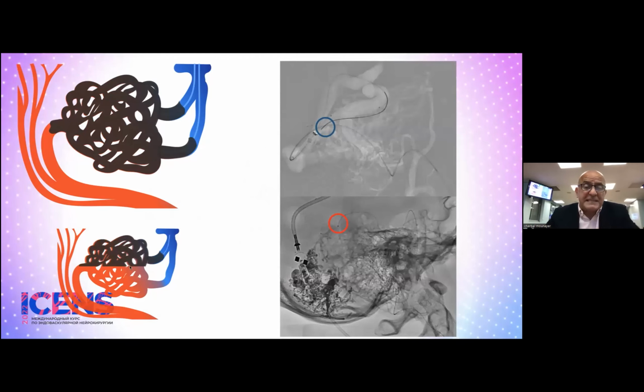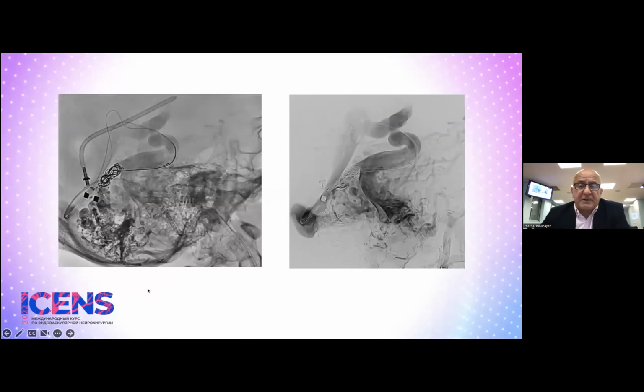bifurcation, and the second part of the nidus will be drained by the free vein, which is over here. So this is what we did here. You can see the coils. The bifurcation is here. You can see the coils.